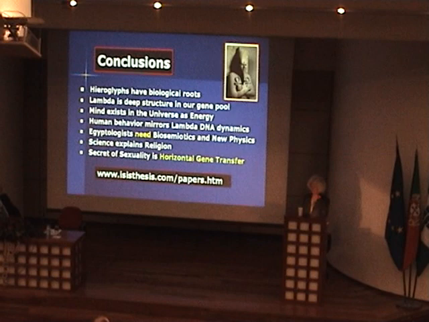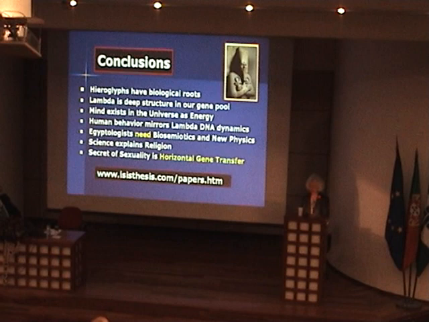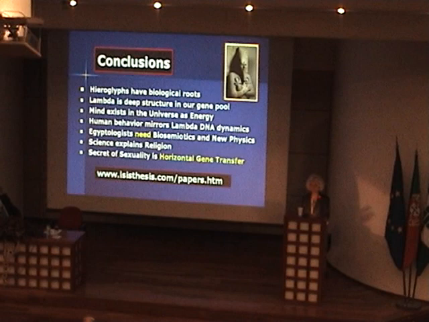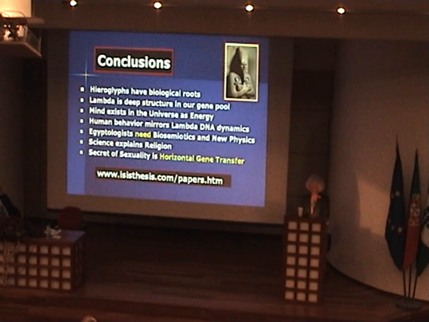Looking at Osiris decoded, we can now understand the beard as the sign for a black hole, the crossed arms as the DNA cross, the two ankhs as DNA loops, and the white crown as a white hole.